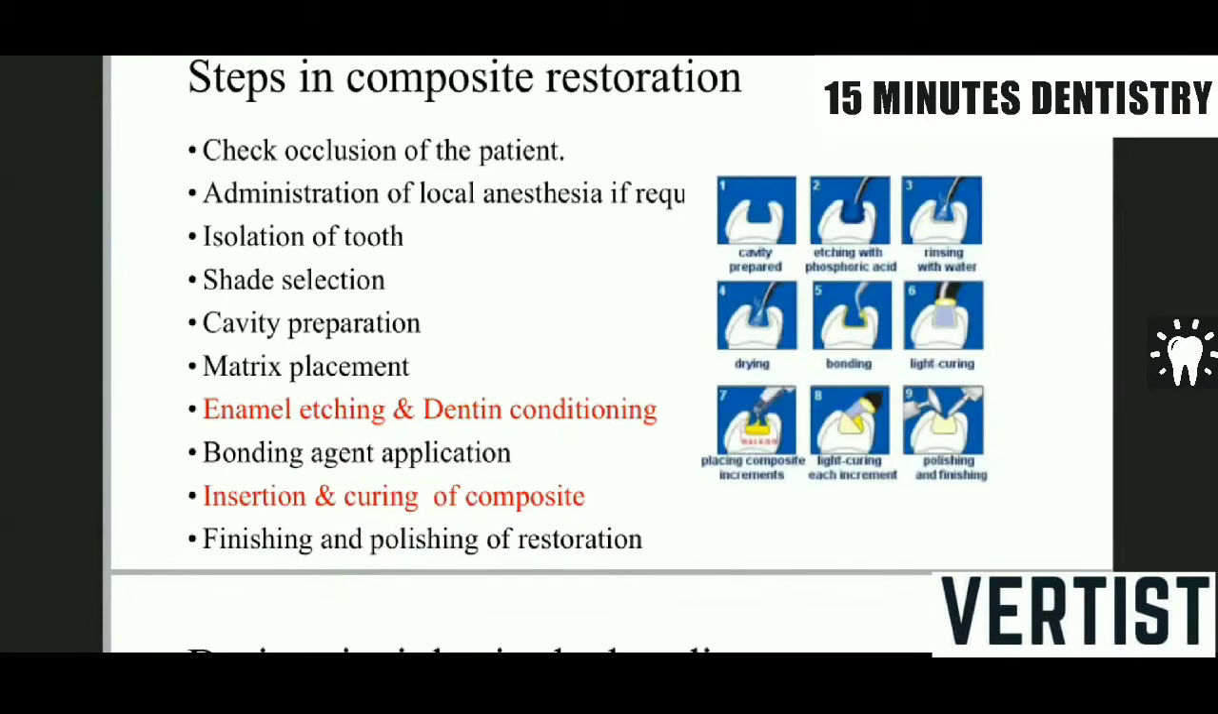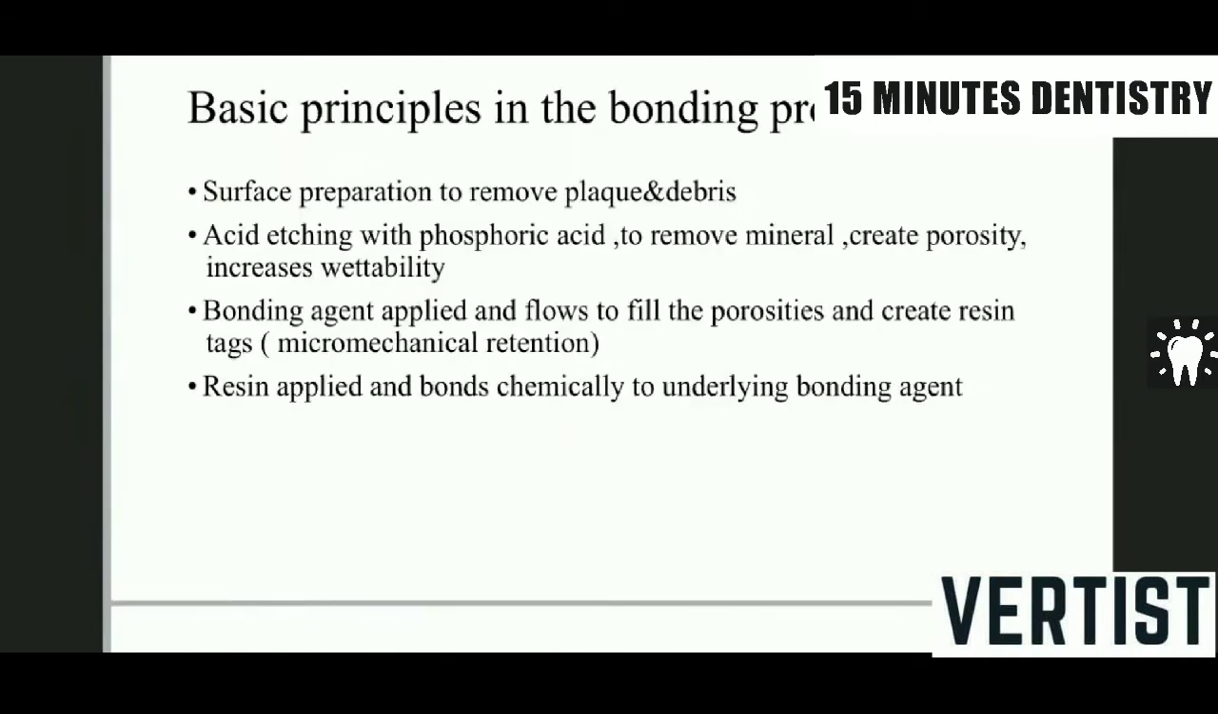Now when you talk about the bonding procedure, it means surface preparation to remove plaque and debris. Then acid etching with phosphoric acid to remove the minerals and create porosity to increase the wettability of the surface. Now you are supposed to use orthophosphoric acid 37%. Generally in the viva it is asked what the time of application of acid etching is. It is 10 to 15 seconds depending on the conditions and the product which you are using.